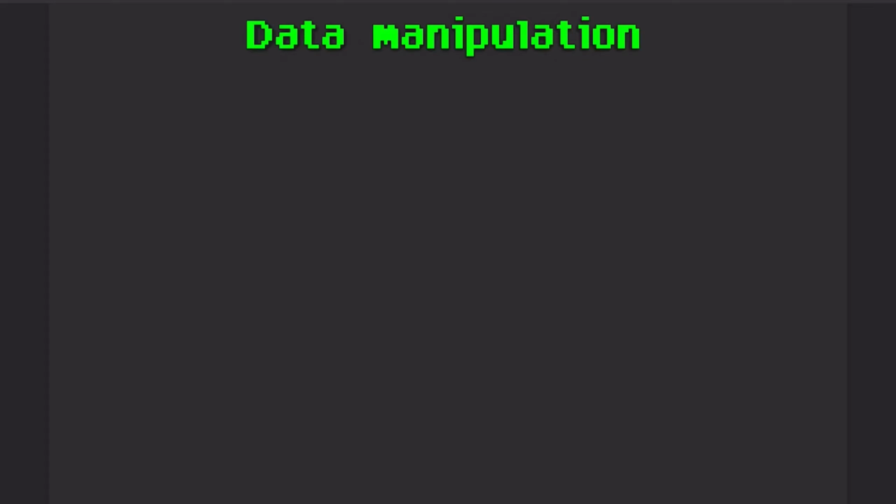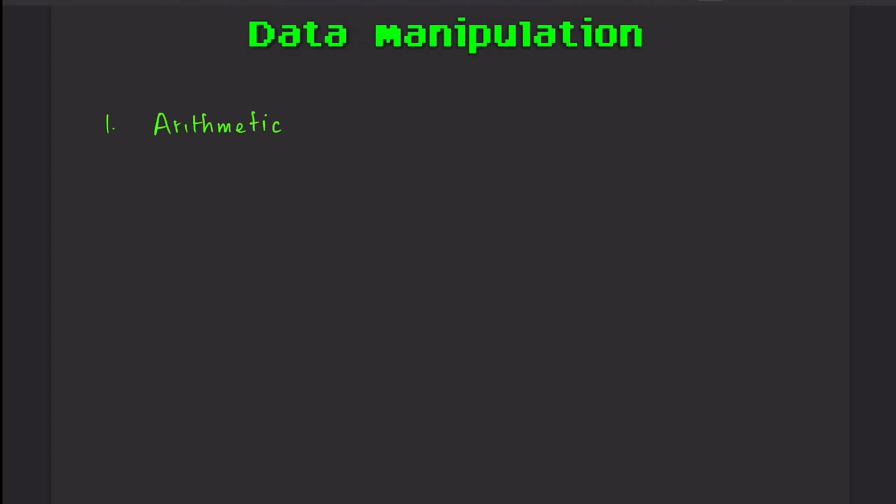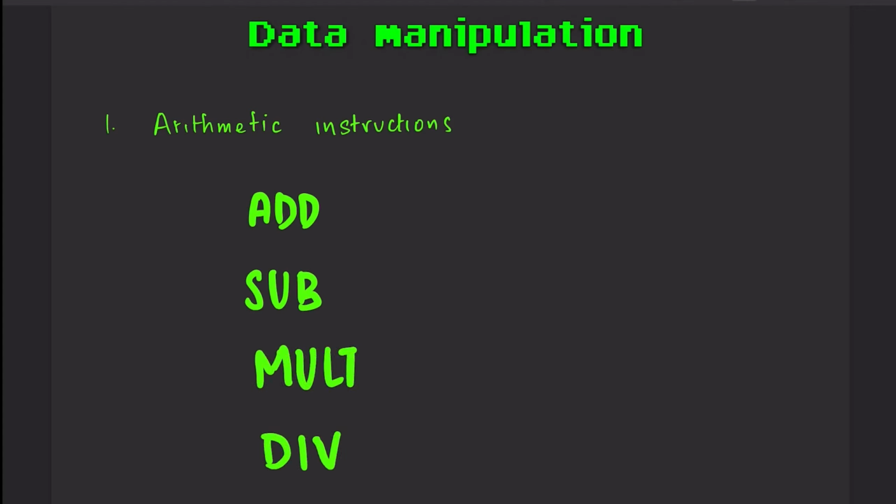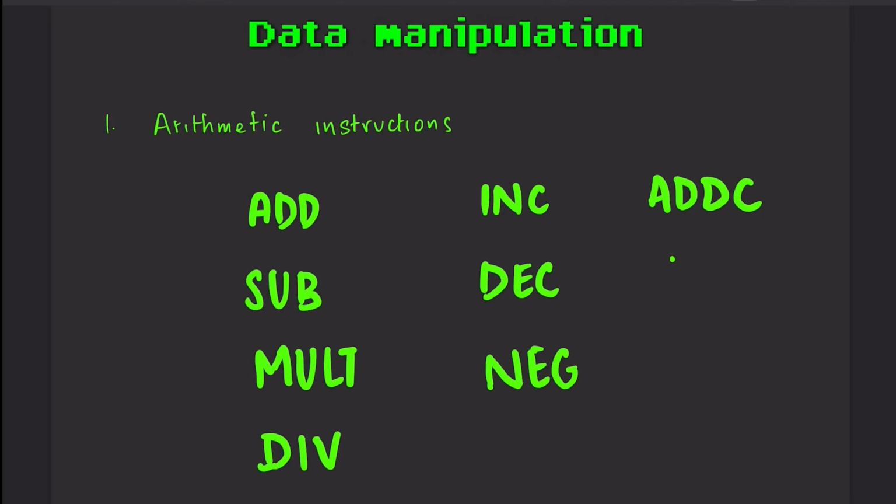Data processing or data manipulation instructions. There are three further types of data manipulation instructions. The first one is arithmetic instructions. These instructions are used to perform arithmetic operations like addition, subtraction, multiplication, division, etc. It may also include increment, that is A++, or decrement, that is A minus minus, negate, that is minus A, addition with carry, and subtraction with borrow.